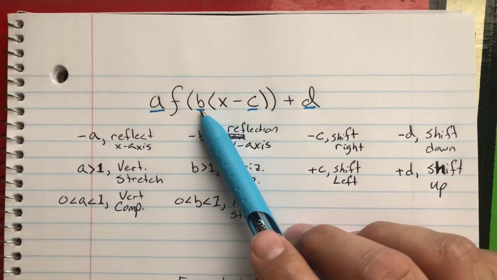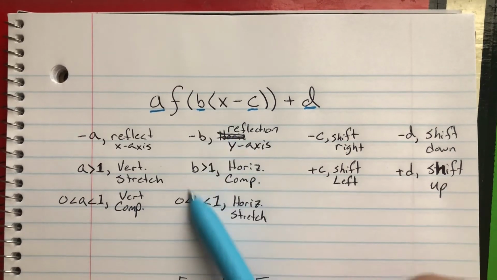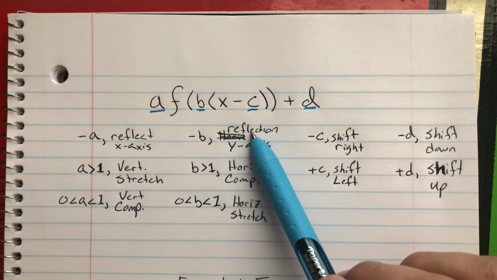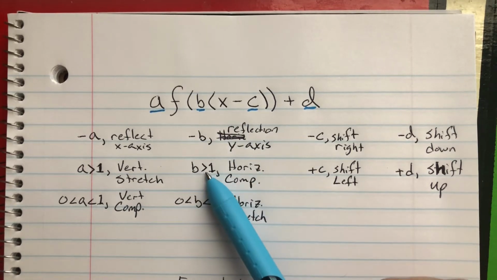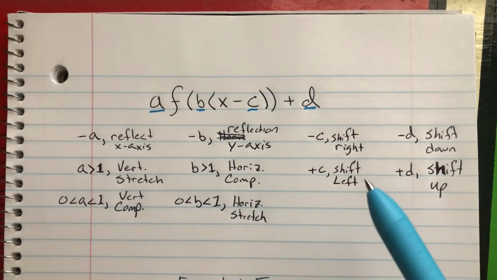Okay, B, we don't really work with all that much. I'll go over it, but like with exponentials, we won't even use B at all. But if B were to be negative, in our equation, we have a reflection over the y-axis. If B is greater than 1, a horizontal compression. And if B is between 0 and 1, a horizontal stretch.